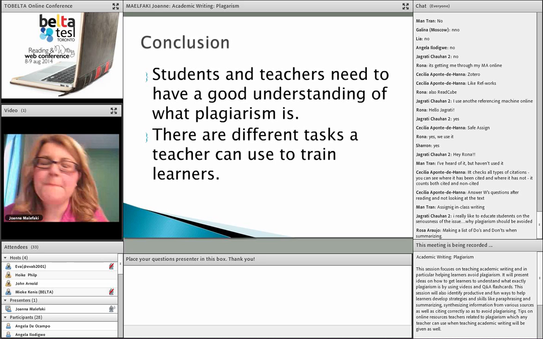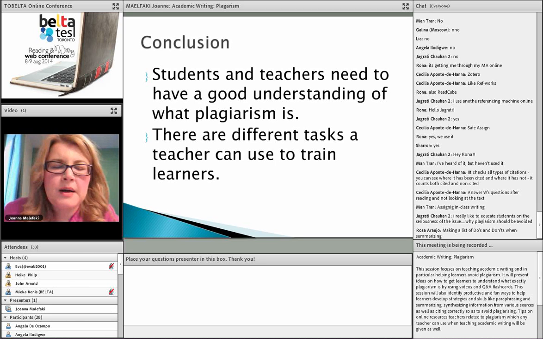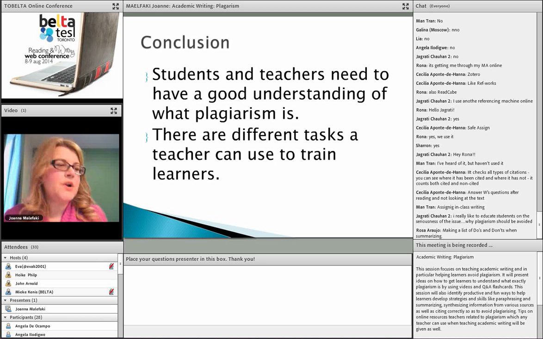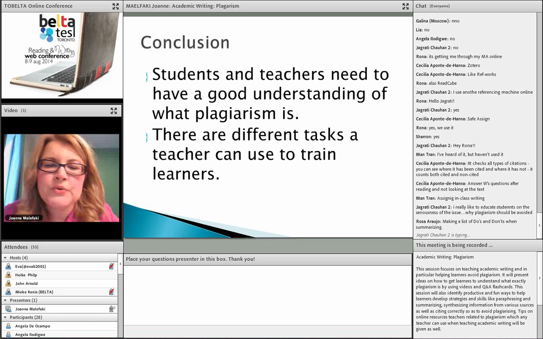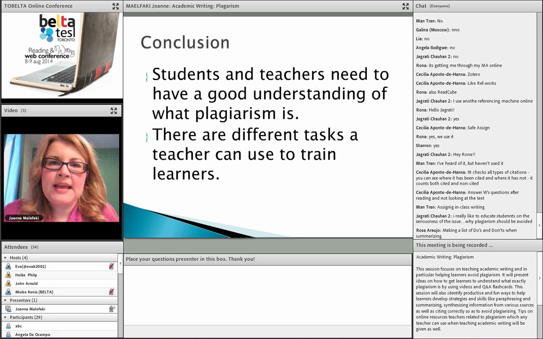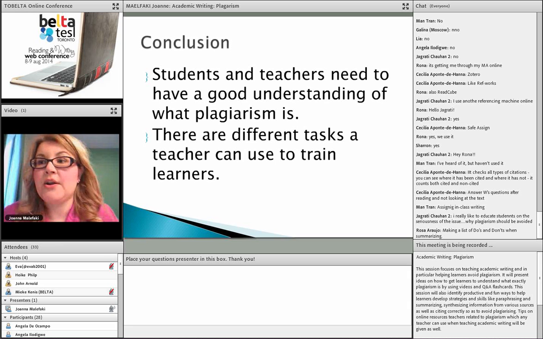So let's just recap a little bit. What I think is the most important thing is getting your learners to understand what plagiarism is, why it shouldn't be done. And also, as a teacher, we need to understand what it is, because sometimes we're not clear about it either. So it's really important that you know what you're talking about when you go into class, and you know your school's policy towards plagiarism or the university's policy towards plagiarism.